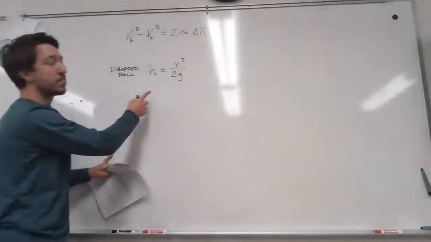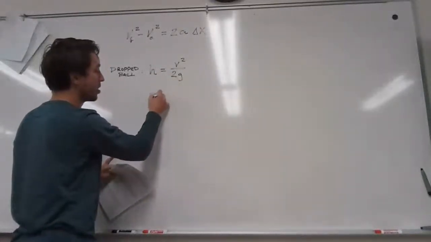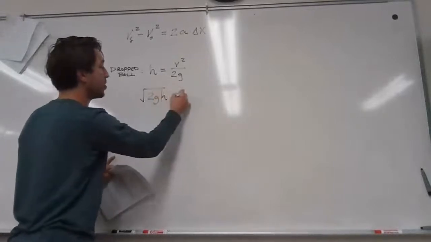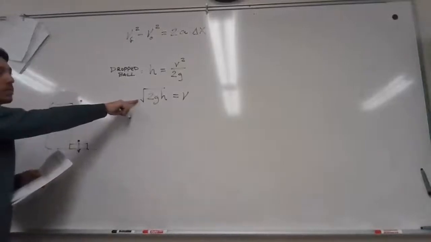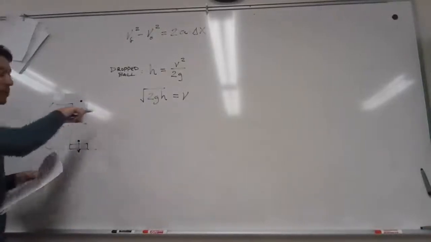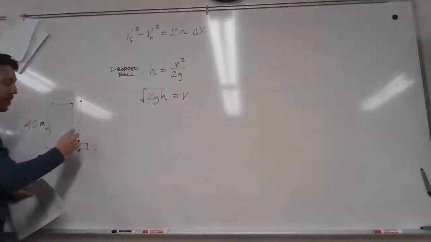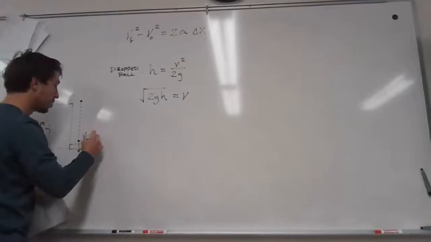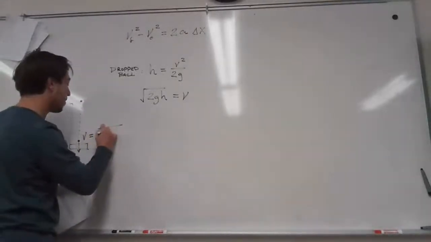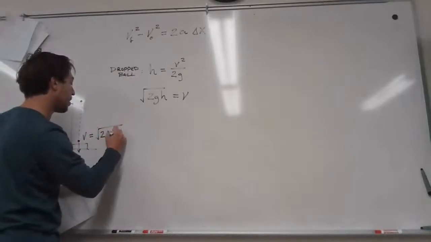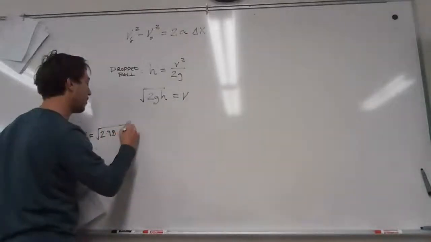Yes, no, maybe so? Yep. And then you can rearrange this, move the 2g up here, and square root. Everyone cool with that too? Okay, so let's take that and figure out what this velocity is here. So the velocity when he's right here would be the square root of 2 times 9.8 times, what's the height of the building? 40.